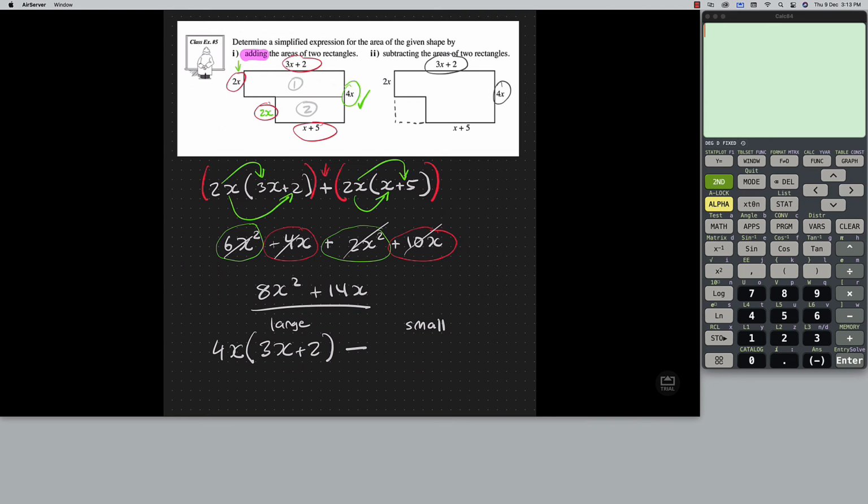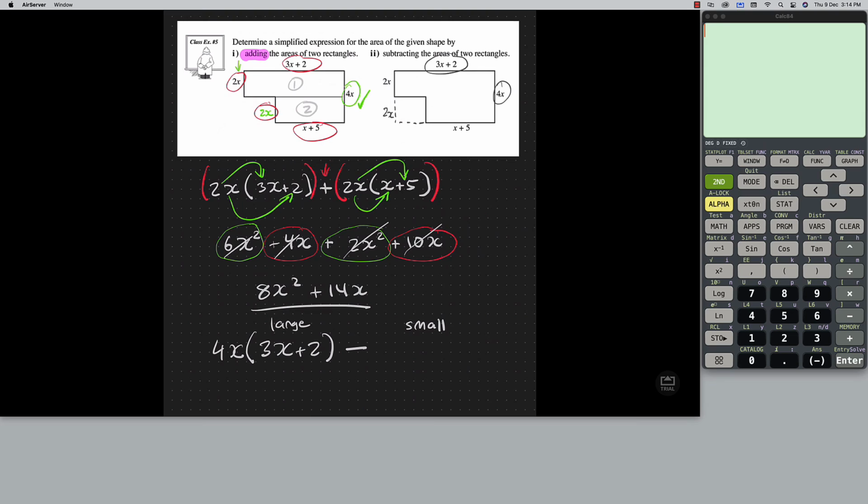So what are the dimensions of this small rectangle right here that we're going to be subtracting? Well, again, we already calculated this in the other one. This one right here is going to be 2x. Now the other one right here isn't as easy. So basically we're going to be taking this long dimension right here, and we're going to be subtracting that dimension, which would leave us with that right there.